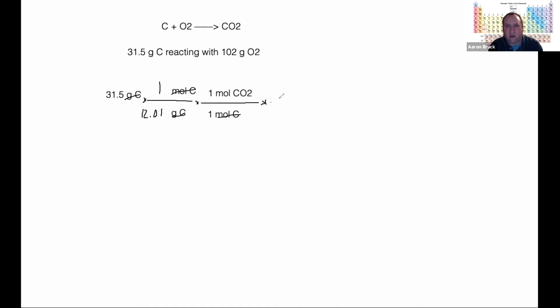My last step is to turn the moles of carbon dioxide into grams. So I need moles of carbon dioxide in the denominator, grams of carbon dioxide in the numerator: 1 mole of carbon dioxide. The molar mass is 12.01 plus 16 times 2, for 44.01. And if I do out the calculations here, I get 31.5 multiplied by 44.01 divided by 12.01, to 3 significant figures, 115 grams of carbon dioxide.